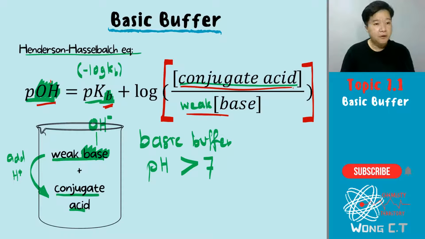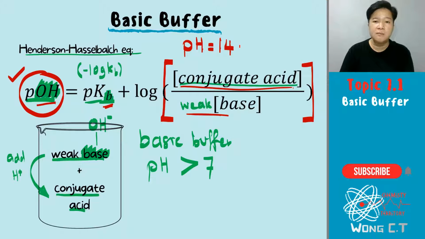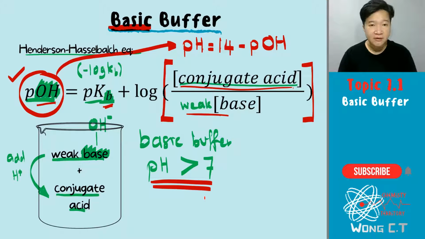Okay? But the problem arises here: you can only calculate the pOH. The question is always asking for pH. So what do we do after we have the pOH? We are going to use the formula pH equals 14 minus pOH, right? Then from the pOH value, you can change it to your pH value. And bear in mind, since it's a basic buffer, your pH value must always be more than 7. Okay? As simple as that.